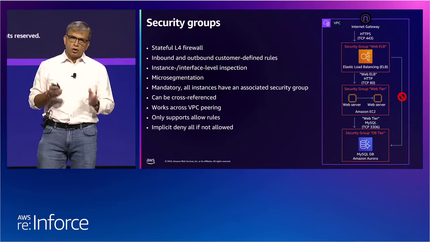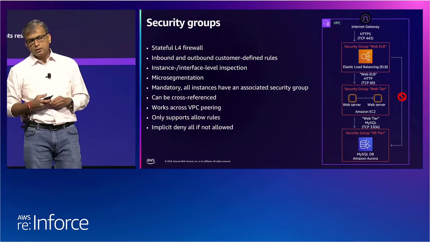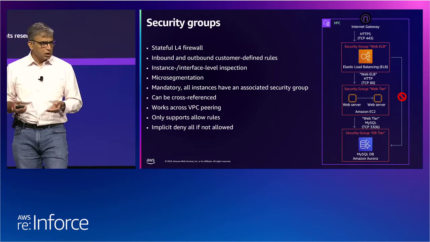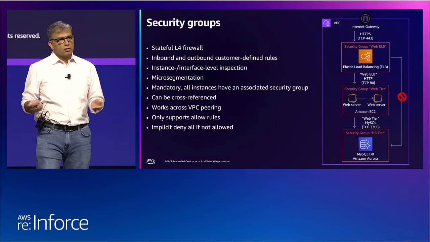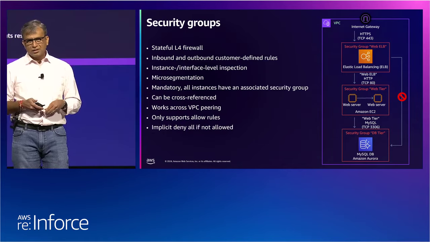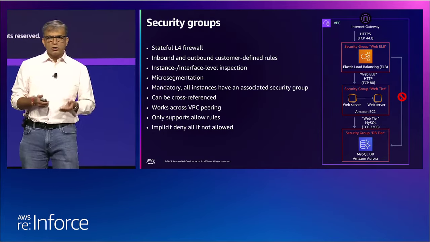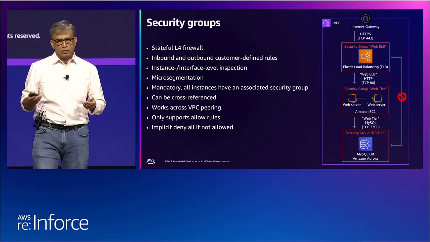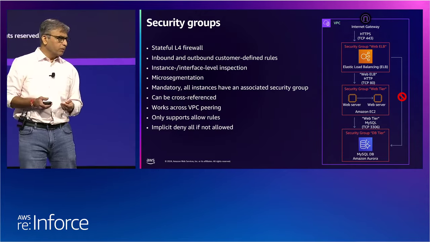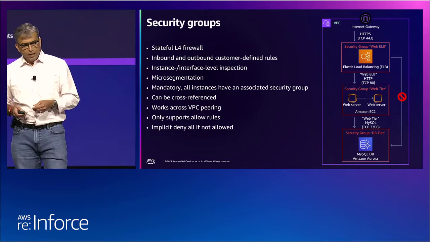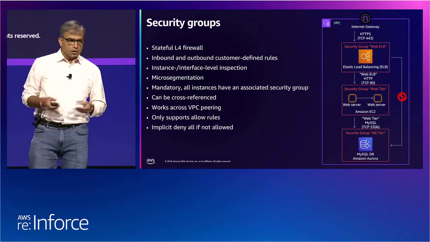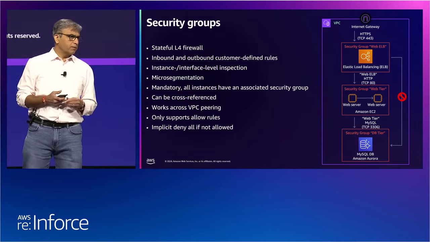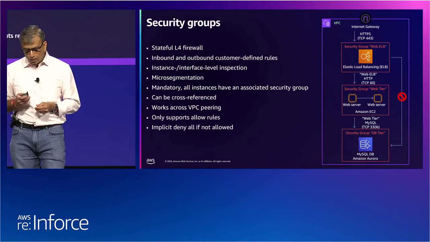It also allows you to cross-reference. As seen on this slide, you can reference a security group that is associated with an elastic load balancer in a security group that is associated with an EC2 instance, thus enabling a security posture that allows you to ingress traffic only from an ALB. It works for VPC peering within the same region as well. It doesn't support any deny rules, so it's only allow, and in the absence of any allow rule, it's an implicit deny.